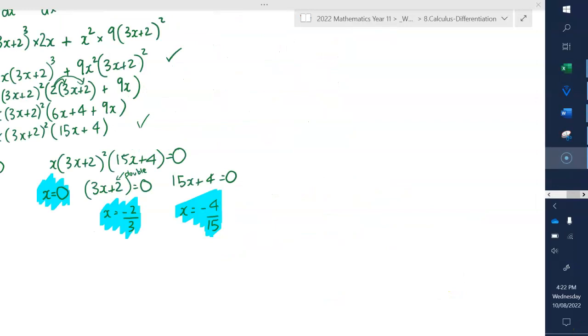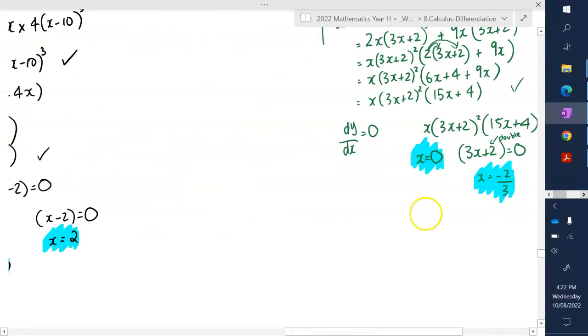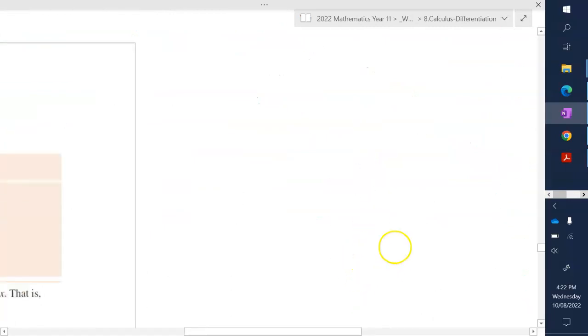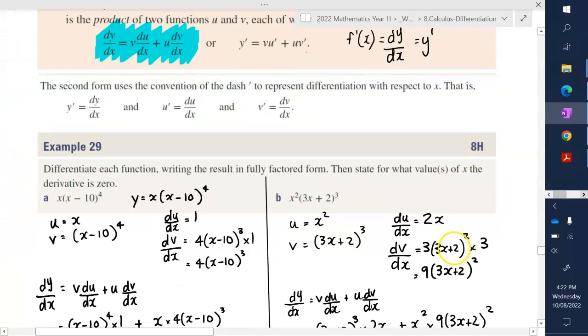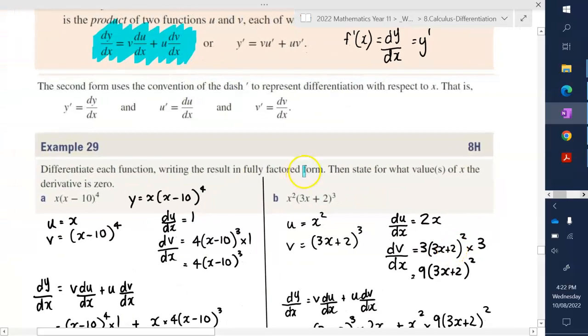Now, I always want to go back and check, have I answered the question? And I want you to do that as well. Let's go back, read that question. Have we done exactly what it's asked us to do? Sorry, my screen's gone blank there. Yes, we've differentiated, we've written it in a fully factored form, and we've found the values of x for which the derivative is equal to 0.